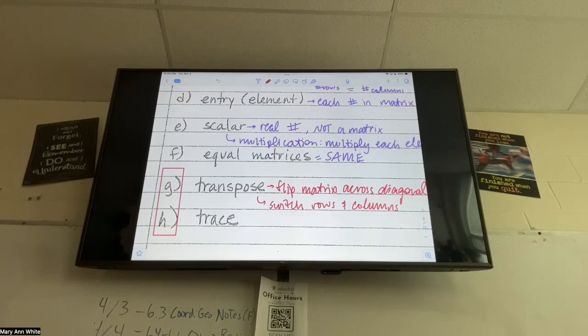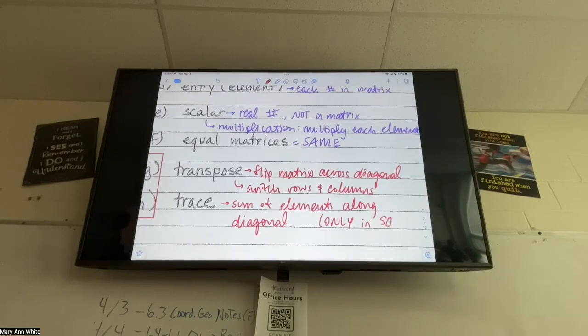The last one, trace, and I don't know if we do this a lot. Trace means that we're gonna do the sum of the elements along the diagonal. If I could spell, that'd be great. Now you can only do this in squares though. Only square matrices. Can you transpose in the?